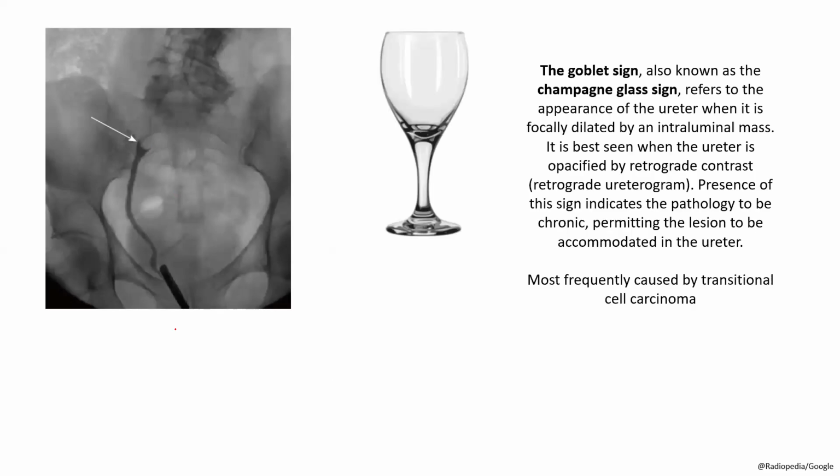What is this appearance called? Which is this study? This is a retrograde ureterogram showing goblet sign or champagne glass sign. It is because of focal dilatation of the ureter by an intraluminal mass, and it is opacified by retrograde contrast. The presence of this sign indicates that the pathology is chronic, and it is most commonly seen in transitional cell carcinoma of the ureter.